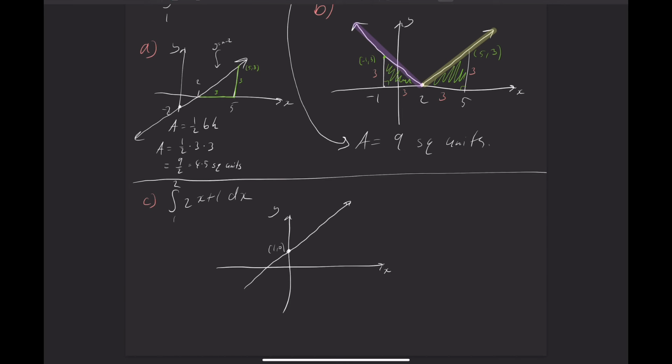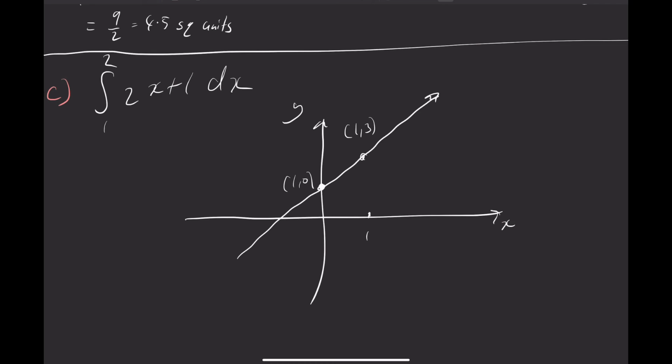So this is the point 1, 0. So what's the value of this function when x is 1? 2 times 1 plus 1 is 3. So when x is 1, I have 1, 3. What's the value of this guy when x is 2? I have 2 times 2 plus 1 is 5. So 2 here, and I have 2, 5. And I'm looking for this area.